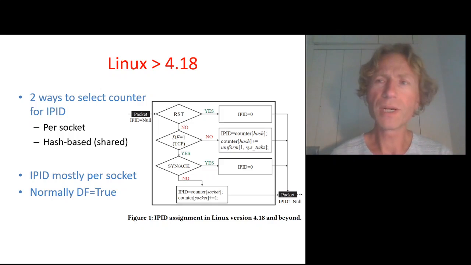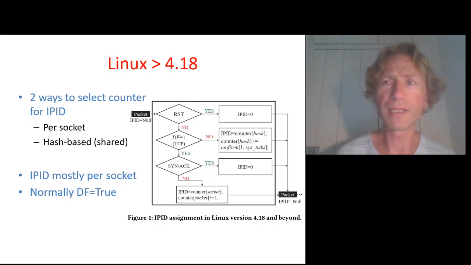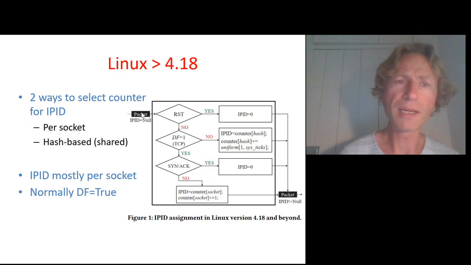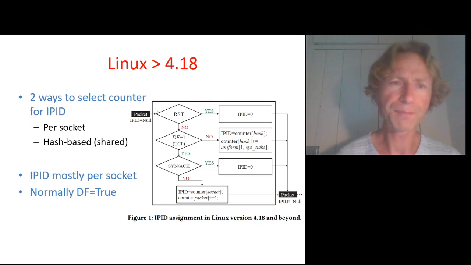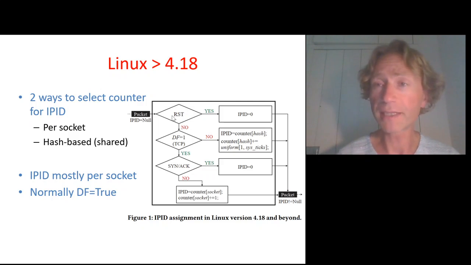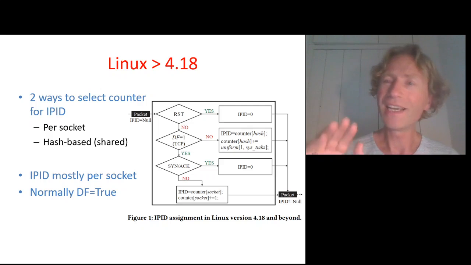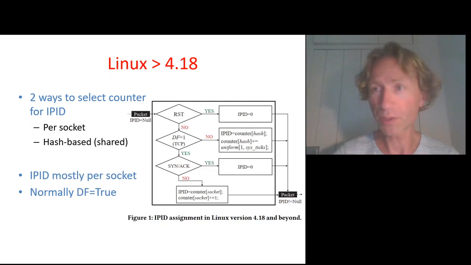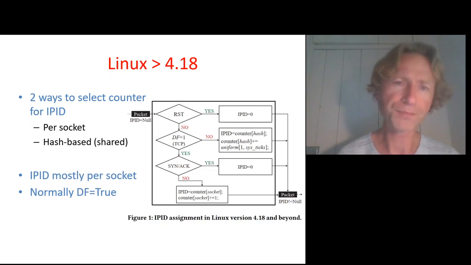So let's see how it works in practice. The packet that is being generated, so the packet that needs to be sent, is evaluated according to the following algorithm. First, we see if it's a reset packet, and if so, we give it IP ID 0. And the reason for that is yet another side channel. Let's not get into that. That's a different attack.